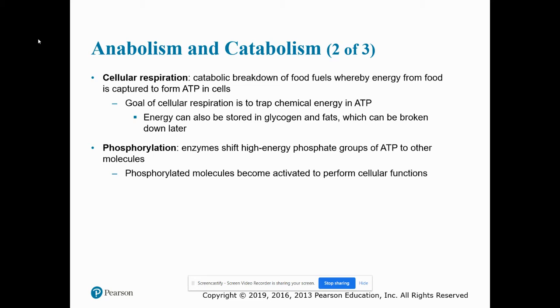Then we have this term phosphorylation. Phosphorylation occurs when enzymes shift high energy phosphate groups of ATP to other molecules. Phosphorylated molecules then become activated to perform other cellular functions.